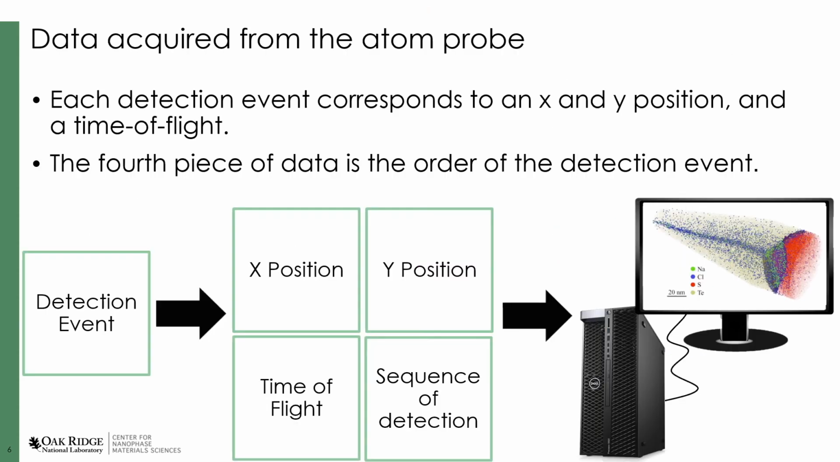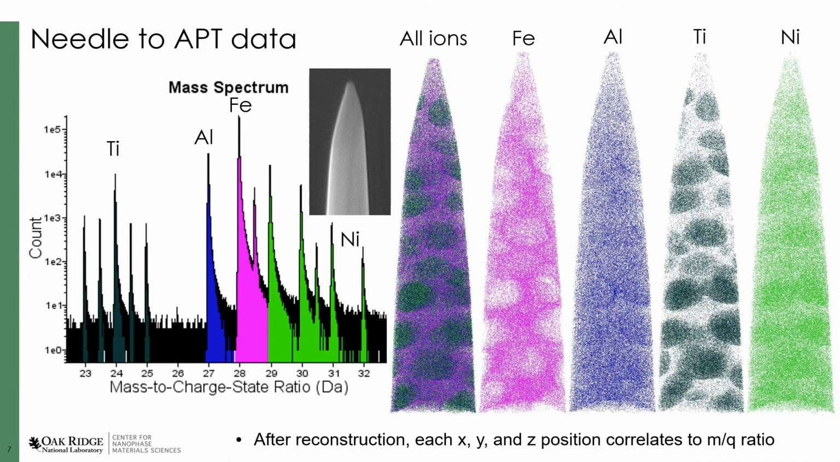For each detection event, we obtain 4 pieces of information. These are the X position, Y position, time of flight, and sequence of detection. Because this is a destructive technique, and we know the volume of the needle before we field evaporate it in the atom probe, we can use the sequence of detection to give us the Z dimension when going from 2D detector space to 3D reconstruction space. After we field evaporate the specimen that we created in the focused ion beam and use the reconstruction algorithm, we then have the atom probe tomography data that we can analyze.